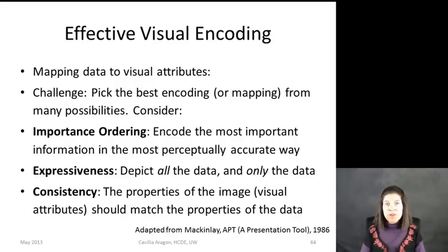This was first described by Jock Mackinlay in 1986. So importance ordering has to do with encoding the most important information in the most perceptually accurate way. Expressiveness has to do with depicting all the data and only the data. And finally, consistency means that the properties of the image, the visual attributes, should match the properties of the data. I'll go into more detail on how to do this on the following slides.